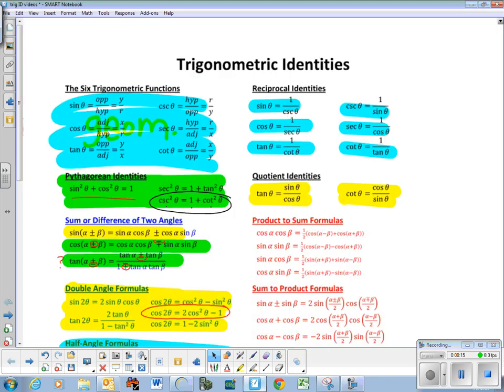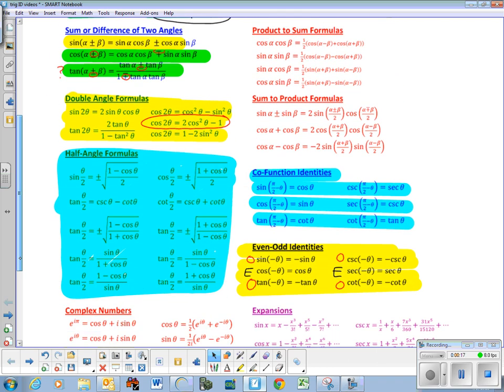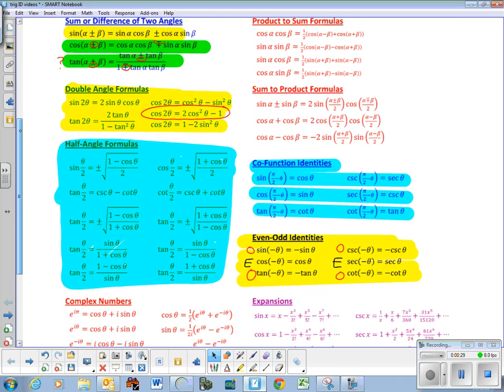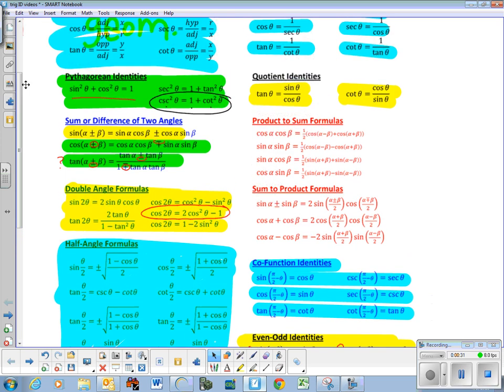Today we're going to do product to sum and sum to product formulas. If you look back at the sheet we've been working through, other than the bottom, which is law of sines and cosines, we did that back in triangle trig. And the other two sections, the red complex numbers and the pink expansions, those are for different days, different subjects. You can worry about those in calculus and pre-calc. But today, as far as the identities go, we're going to wrap it up with all of these, which finishes the top part of this chart.